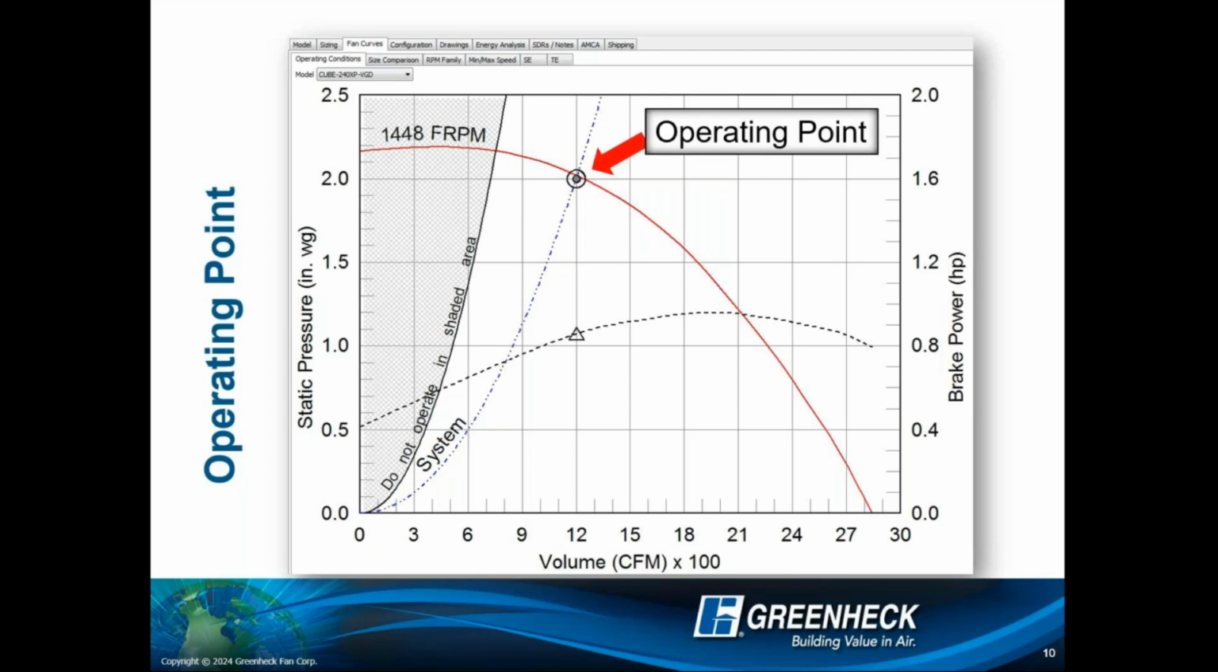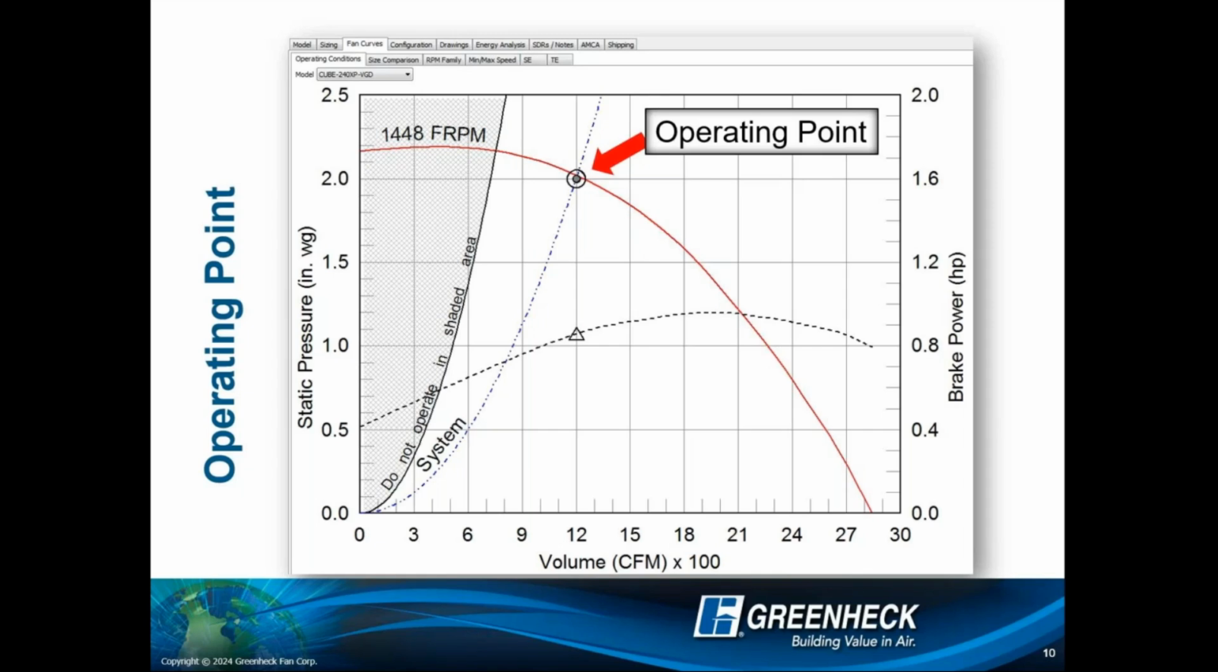This is known as your operating point. This fan at this RPM, for our scenario here, 2 inches of static pressure will move 1200 CFM, right? So if that is my operating point I'm looking for, this is the right fan for me.